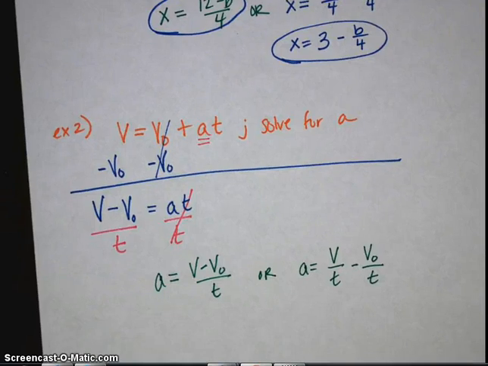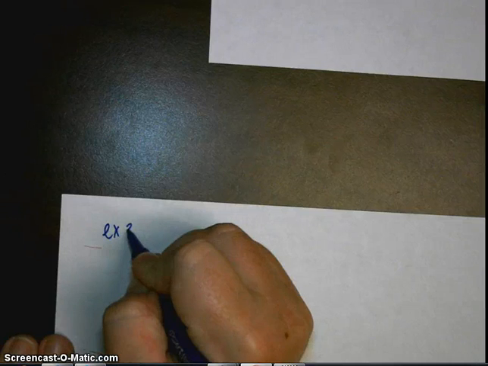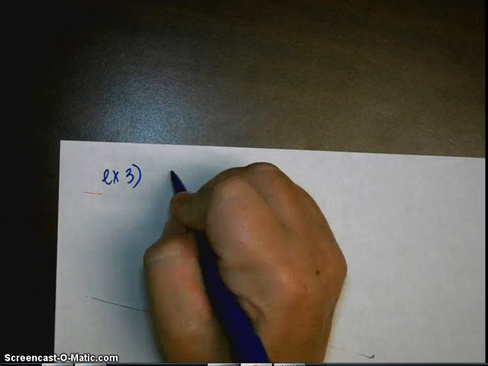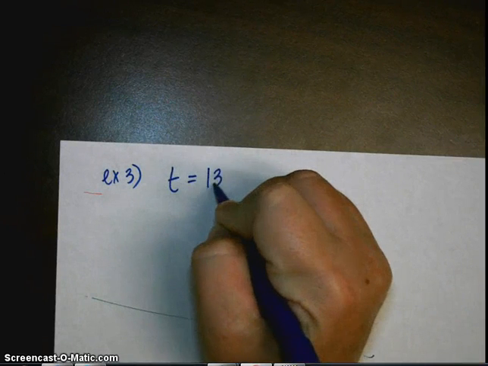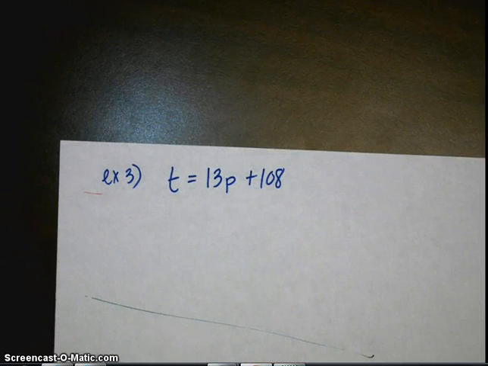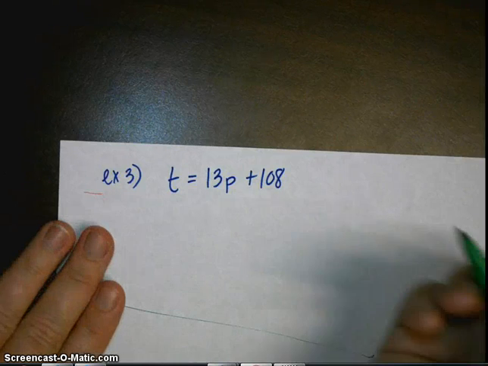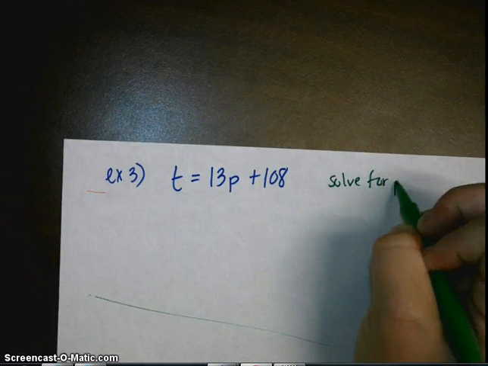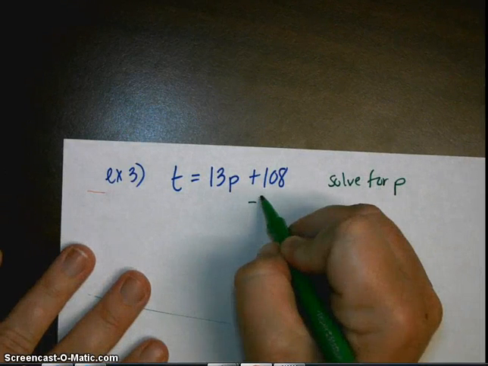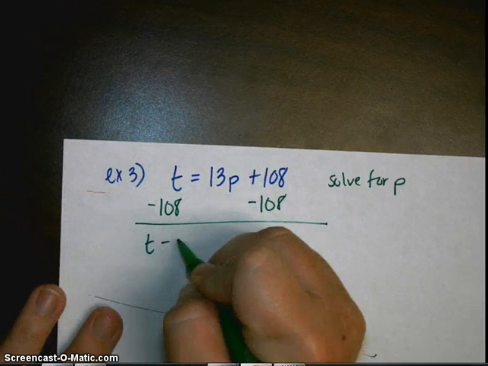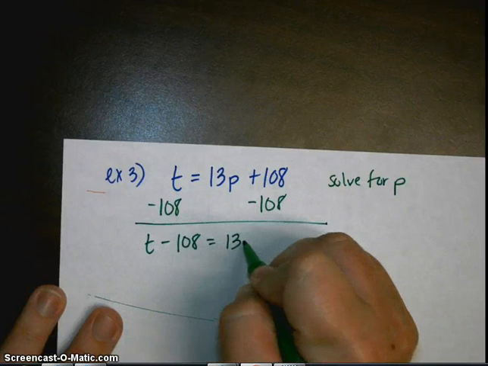Let's look at a third example. Example 3. Let's look at another equation, the equation being t equals 13p plus 108. So to solve this one, if we're solving for the letter p, we would first subtract 108 from both sides. That would give us t minus 108 equals 13p.